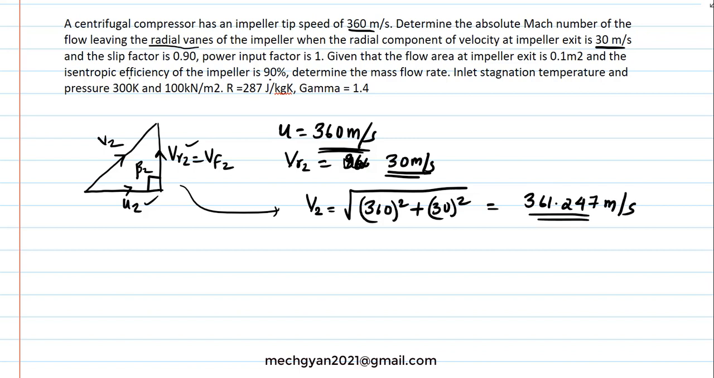Now we have to find the Mach number. Mach number is flow velocity at the exit divided by the velocity of sound, so that is equal to V2 by root of gamma R T2. Gamma is given, R is given, and V2 we have calculated, but we don't know T2. So we have to find T2.